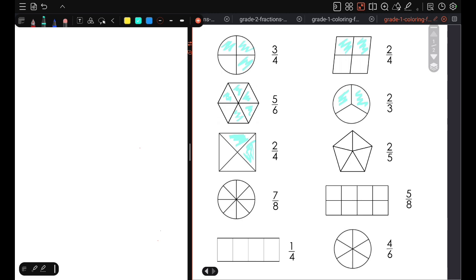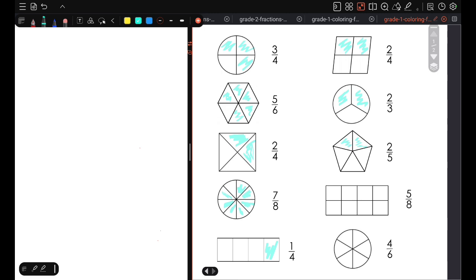The next one will be 7 over 8. I want to color 7. 1 2 3 4 5 6 7. 7 parts out of 8. Okay, the last one in the first column, I want to color 1 part out of 4. Okay, this one I want to color 2 parts out of 5. So let's color 2 parts out of 5. 1, 2. So 2 parts out of 5.